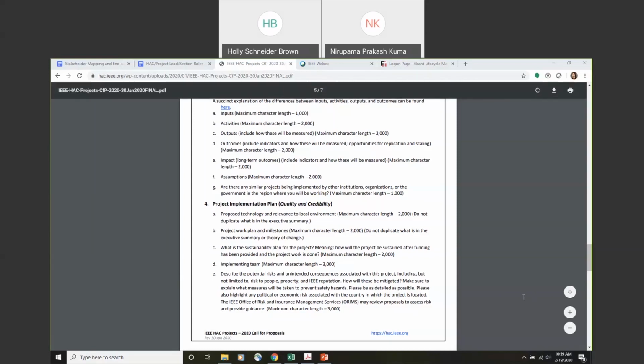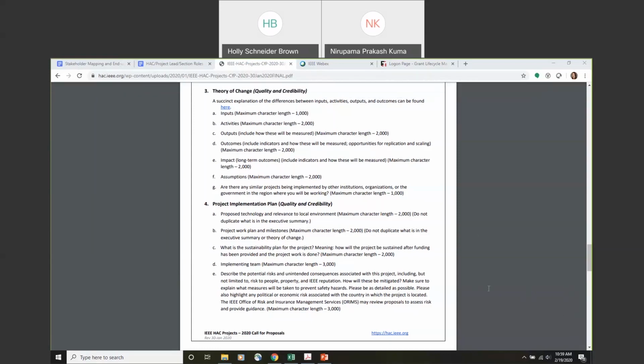So just keep this in mind, that these reviewers are also IEEE members just like you, and all they're trying to do is work on the charge given by the board, which is protecting the IEEE brand, but at the same time enabling members to do these kind of projects. So just raise the quality and follow the rules and give us projects we cannot refuse.